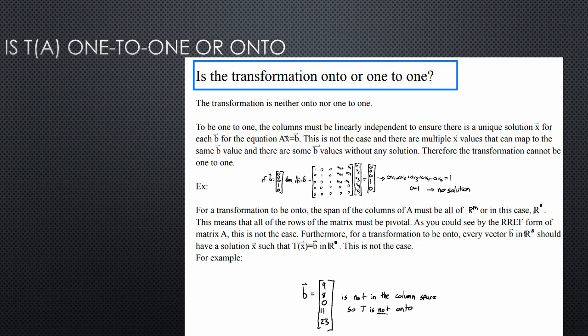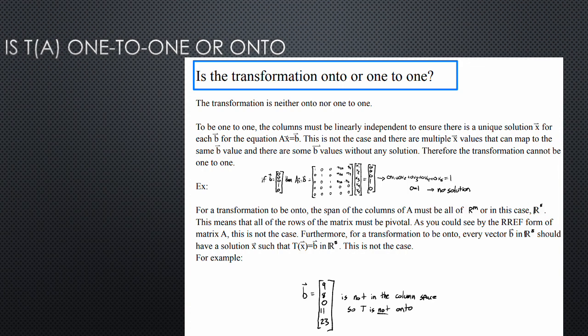Is the transformation onto or one-to-one? The answer is neither. It's neither onto nor one-to-one. To be one-to-one, the columns must be linearly independent, to ensure there's a unique solution x for each b in the equation Ax equals b. This isn't the case. There are multiple x values that can map to the same b value, and there are some b values without any solutions or x values that work. Therefore, the transformation cannot be one-to-one. Just below, you set b equal to 0, 0, 0, 1, 0. Solve out Ax equals b, and you get 0 equals 1, which is no solution.